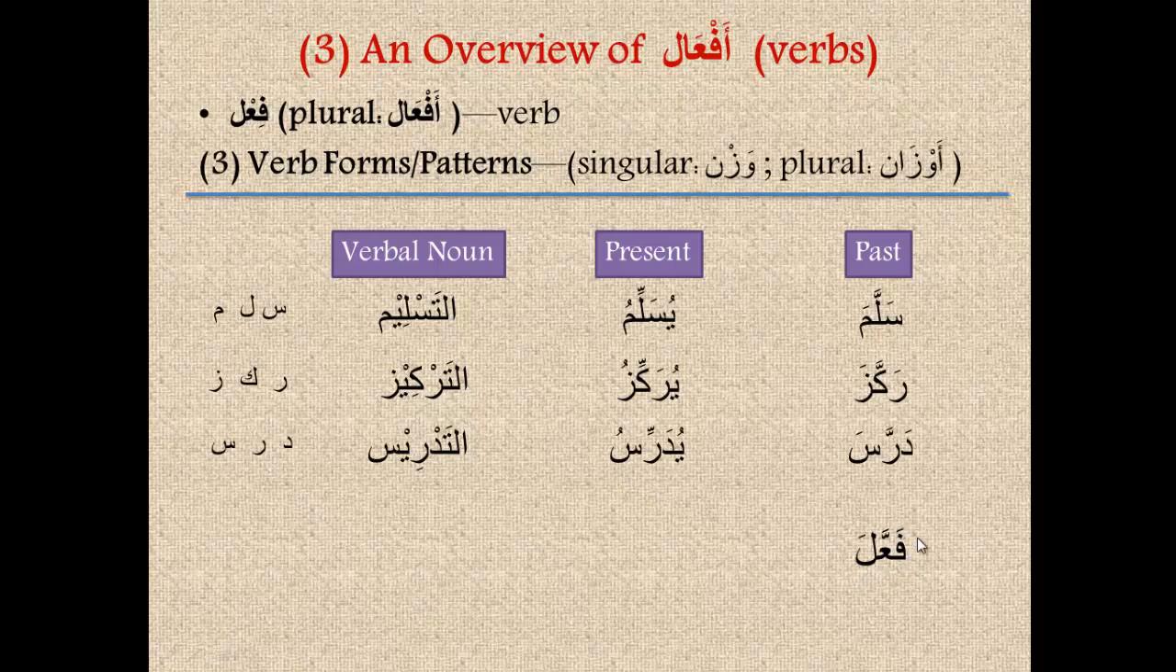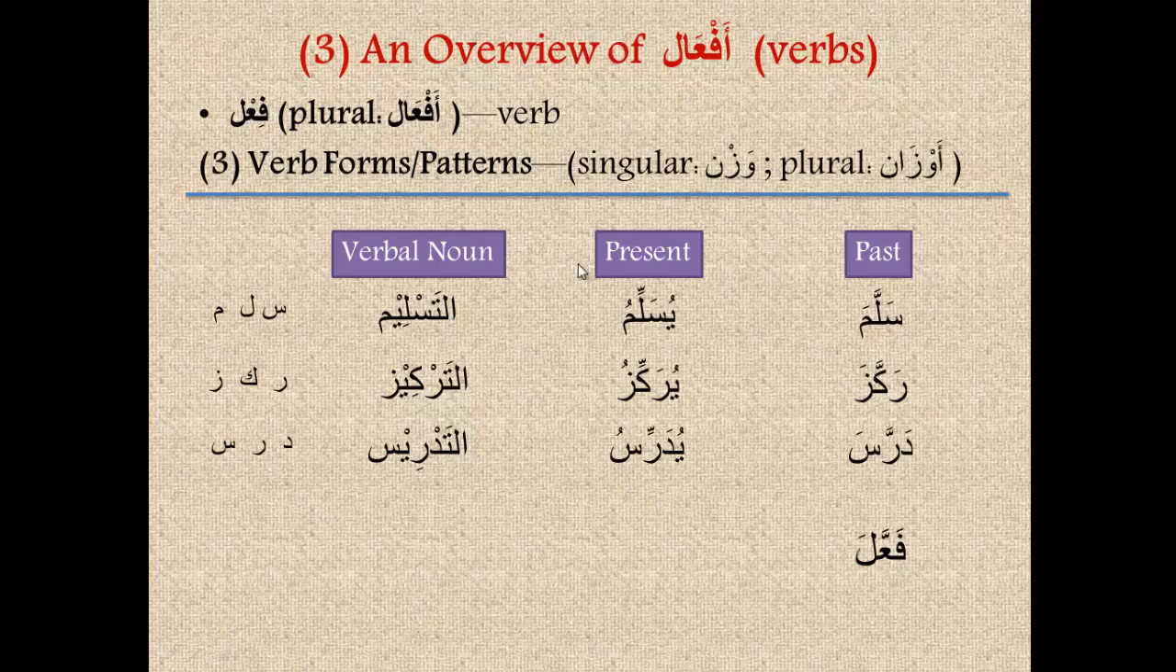Fa'ala, where the fa, the ayn, and the lam serve as variable placeholders. They can be replaced by any set of root letters. So if we replace the fa, the ayn, and lam by sin, lam, and mim respectively, we get the verb sallama. And we can do the same for rakkaza and darrasa. So all 3 verbs fit onto this form, this pattern, fa'ala.